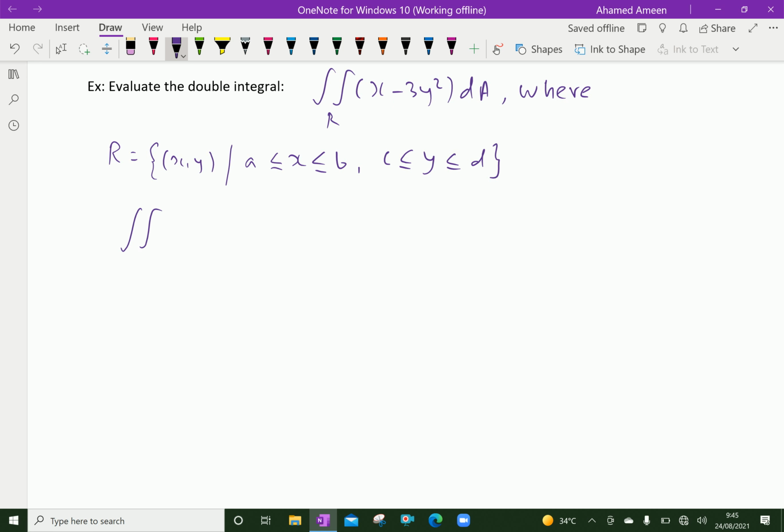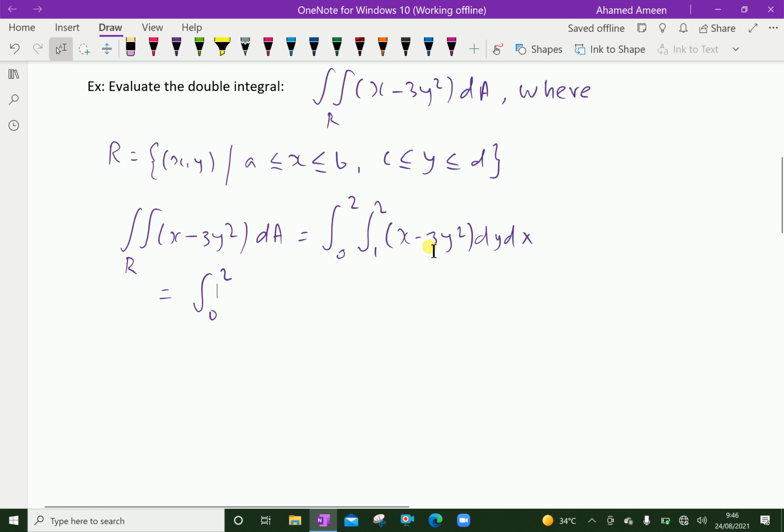Double integral over region R of x minus 3y squared dA is equal to the integral from 0 to 2 and from 1 to 2 of x minus 3y squared dy dx, which is equal to, 0 to 2, we will integrate this with respect to y, that is, treating x as constant.